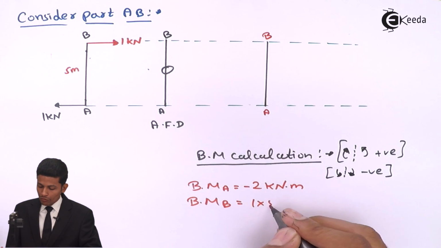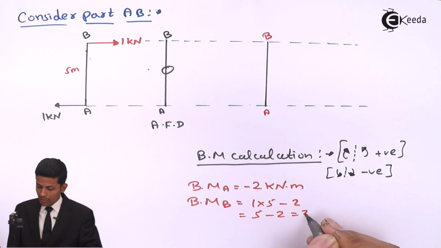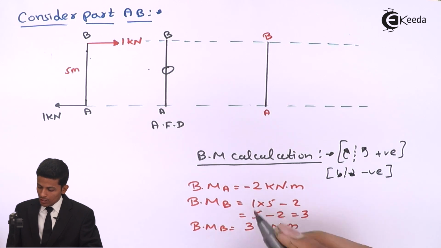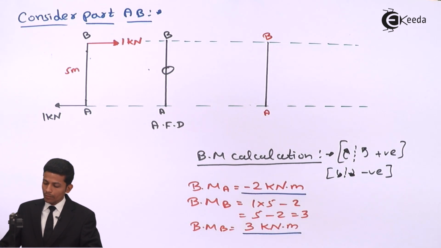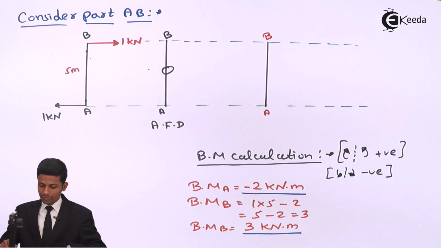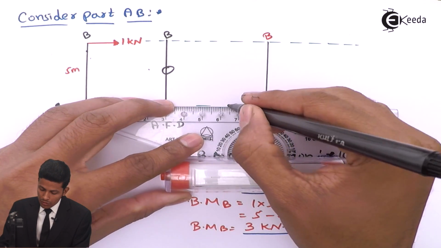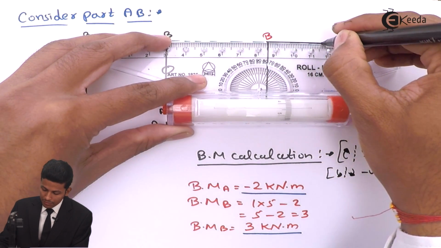So 1 into 5 minus 2, this will come 5 minus 2 is nothing but 3. Your bending moment at B will be 3 kilonewton meter. Okay friends, now this will be -2 kilonewton meter, this is 3 kilonewton meter. Now draw the diagram. A will be -2 and B will be +3.